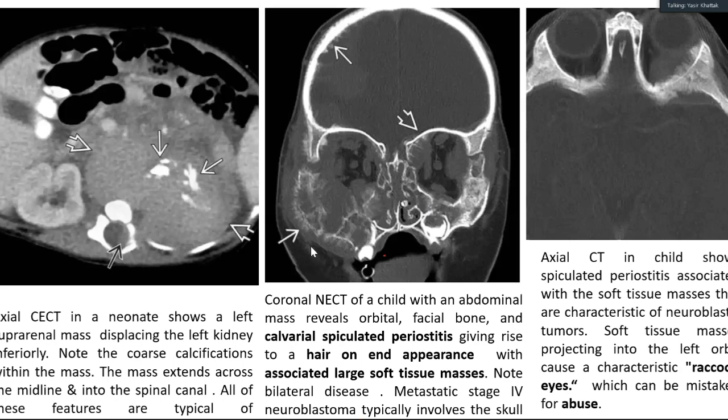Or if you see a child with proptosis and with periosteal reaction or a soft tissue mass in the orbit, one of the most important things to consider would be a metastatic case of a neuroblastoma. Just like you see calvarial spiculated periostitis, hair-on-end appearance, soft tissue mass. This child had a bulging eye. Sometimes in a child you would see a raccoon eye, which might look like child abuse, but in the background you would see it's a case of a metastatic neuroblastoma.